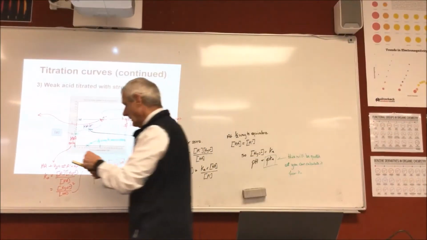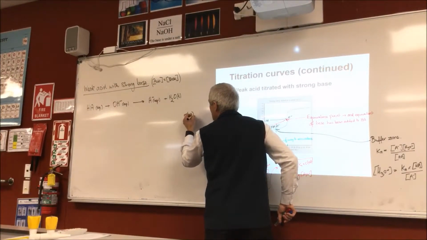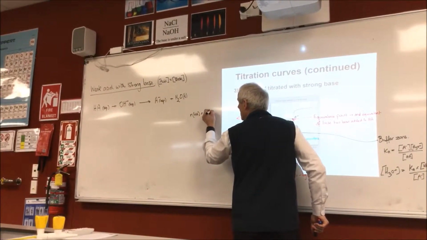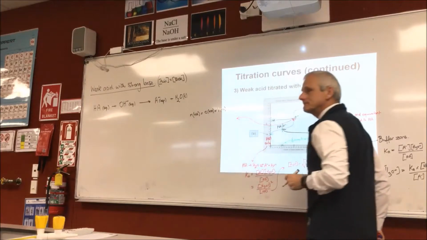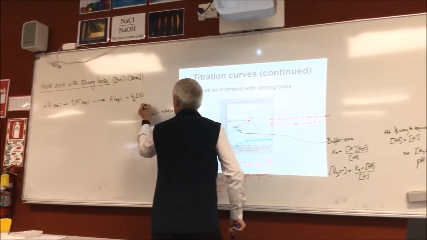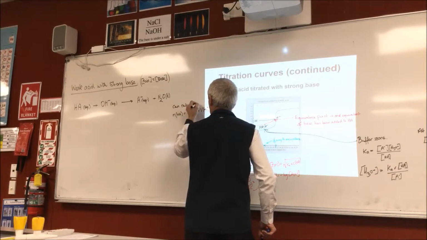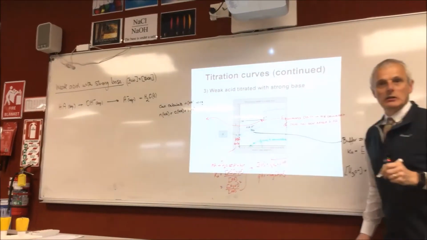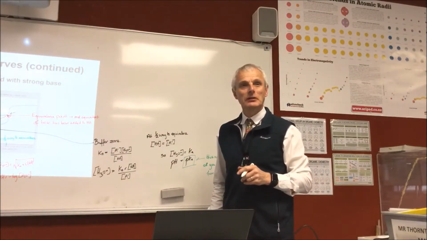Okay. First thing then is we need to know the number of moles of HA. And that's equal to the concentration of HA times the volume of HA. Okay? So we can calculate that. So that's the first thing. Calculate the number of moles of the weak acid. So we know what the number of moles of A minus is at equivalence now.